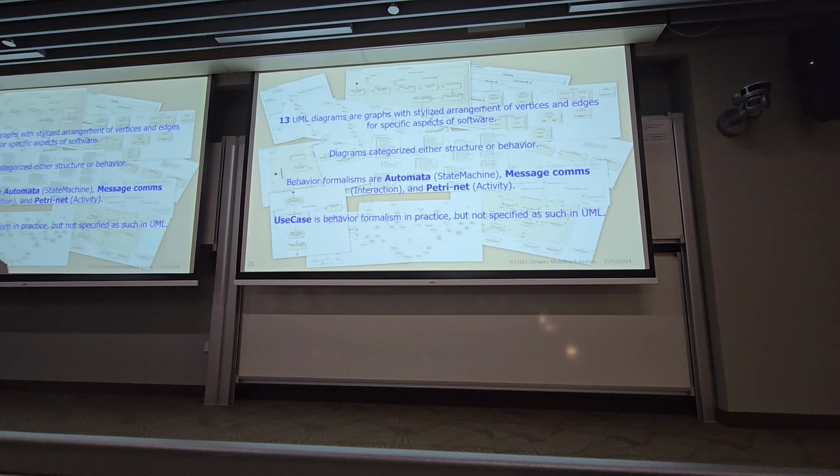Anyway, okay, so I would strongly recommend that if you just get a chance, you look up BNF, you look up Automata, and you look up PetriNet. Just become more aware, because these are the founding behavior formalisms that not only UML uses, a whole bunch of other ones use it as well. And use case is a formalism, but they don't recognize it as such.